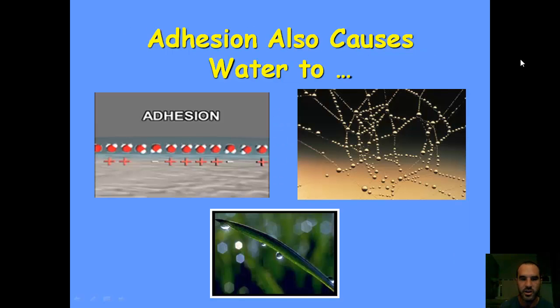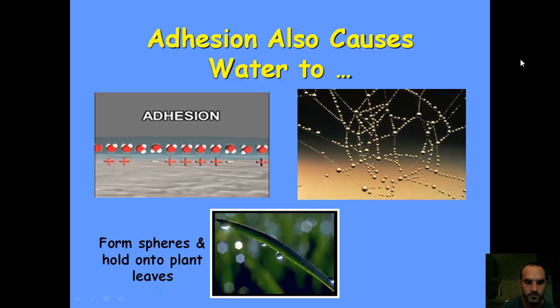A couple other examples of adhesion. You've got the droplet forming on the leaf. The reason that water droplet is able to hang there and stick is because it's gluing itself with the hydrogen bonds to the leaf. Same thing with the spider web. Both the adhesion is sticking it to the leaf, and then the surface tension is keeping that droplet in one place.